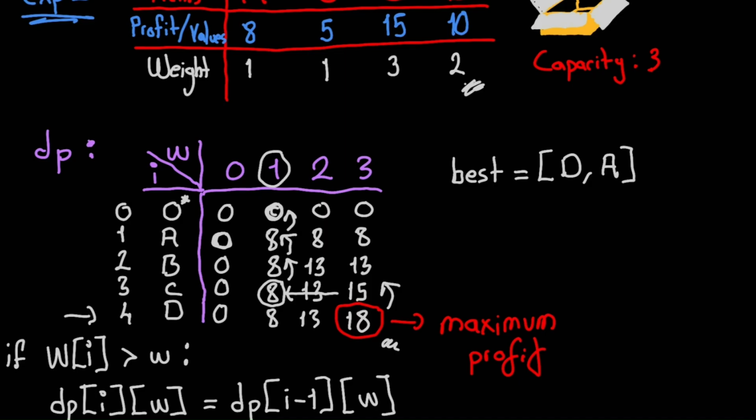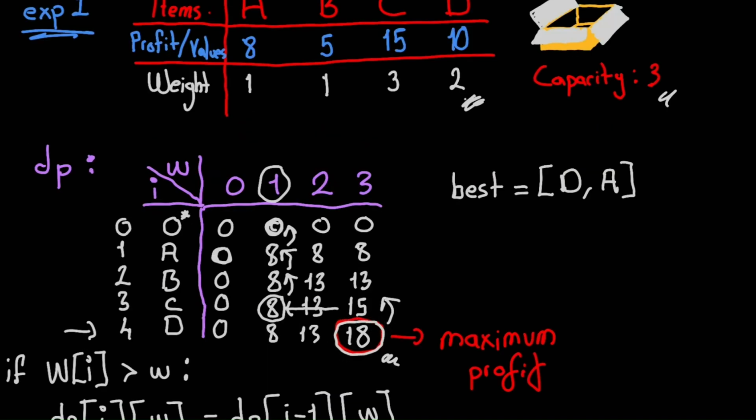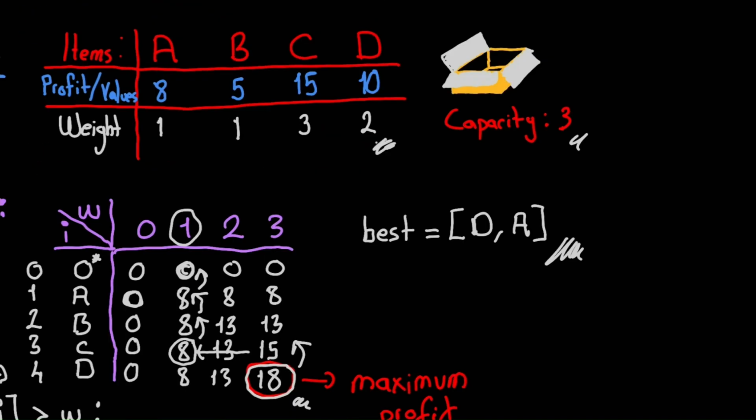Let's see if that really gives the maximum profit that we have been searching for. The weight of D is 2 and the weight of A is 1, so their summation gives us 3, which is the capacity. Okay. The sum of their values are 18, which is the maximum profit that we have reached. So these are the items that we should select in order to reach that maximum profit. And that's it for this example. So let's move on to the next example then.